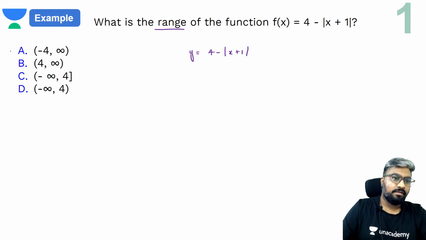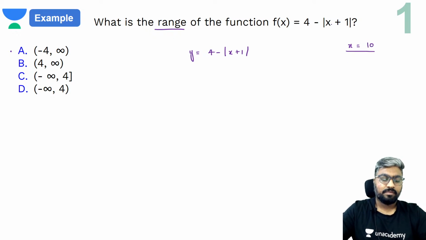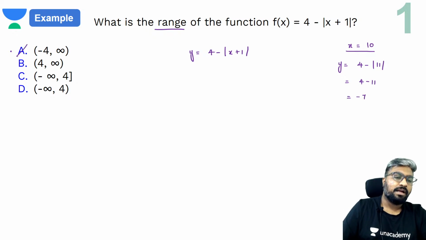Ajay says A. So Ajay, what happens when I plug in x is equal to 10? When x is 10, what would you get? You would get y, or f of x, would be 4 minus modulus 11, which is 4 minus 11. That gives us -7. -7 is not a part of A, no?